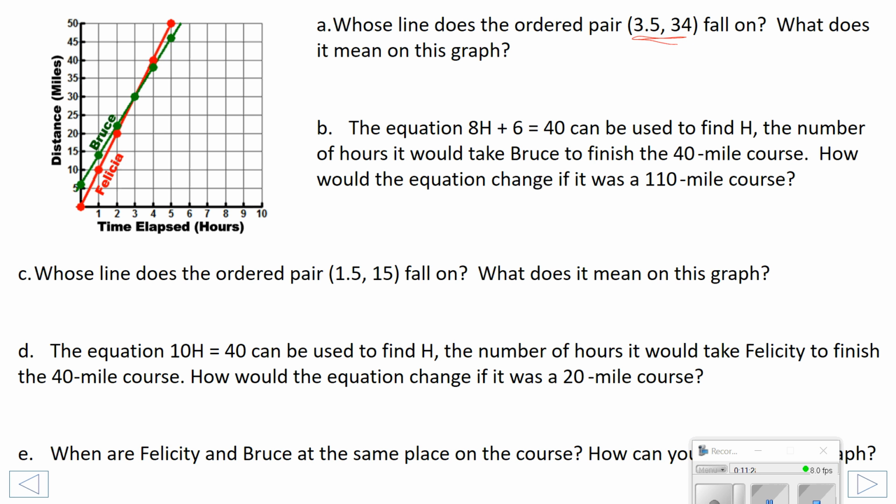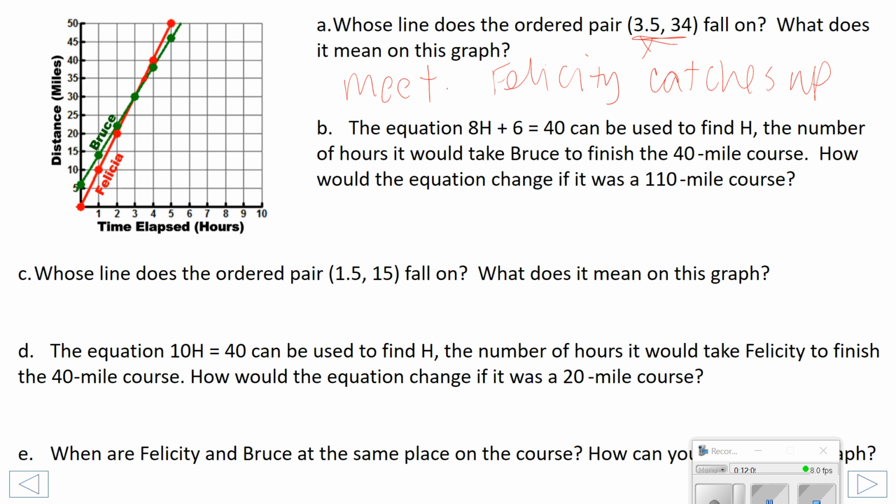Okay, what does this mean in the graph? So I need to go on my x, because this is first, right, to 3.5, and I need to go to 34, which is right there. And whose line does this fall on? This looks like where they meet, right? So Felicity and Bruce meet at this point. This is where Felicity catches up to Bruce, because Bruce got the head start.